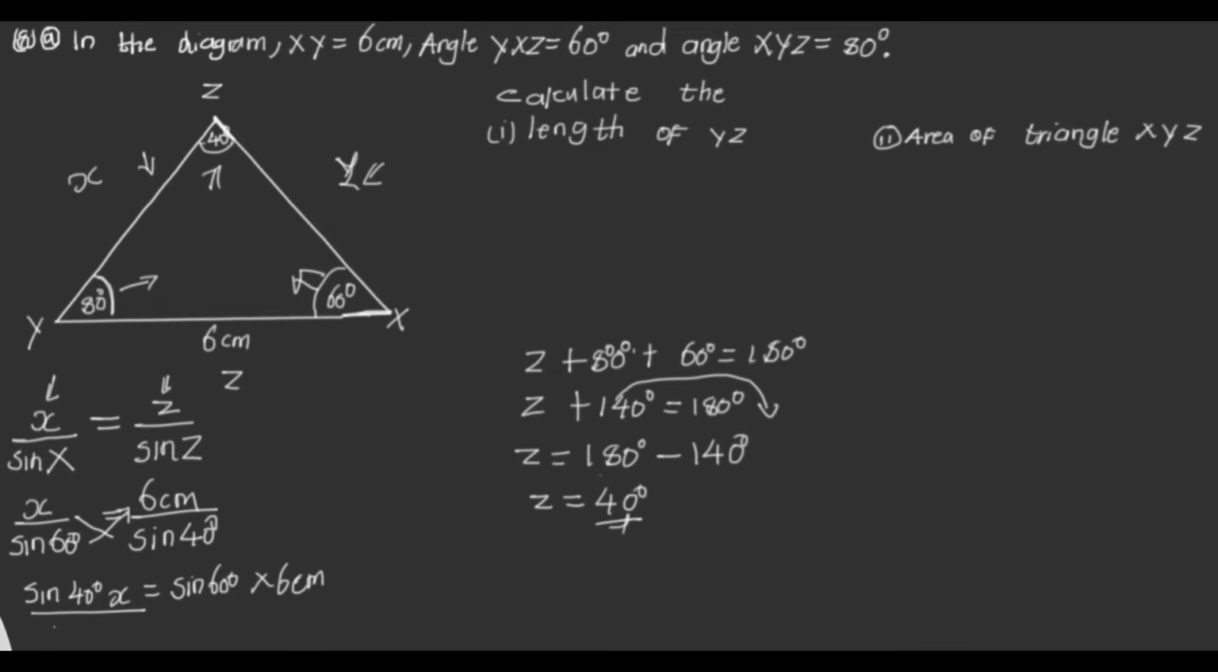So we can divide by sine 40 on both sides. Then, since paper 2 calculators are allowed, we can now calculate using a calculator. So we can say sine 60 times 6 divided by sine 40.